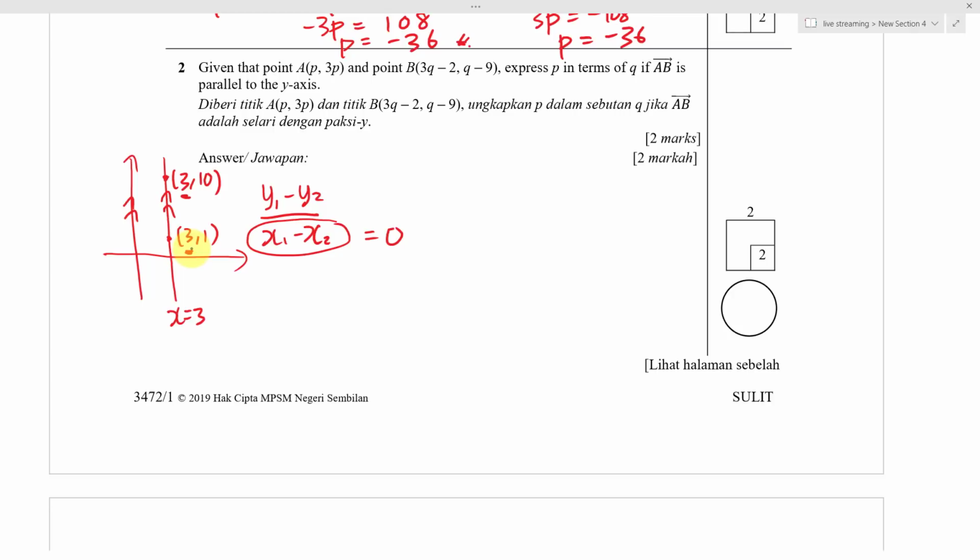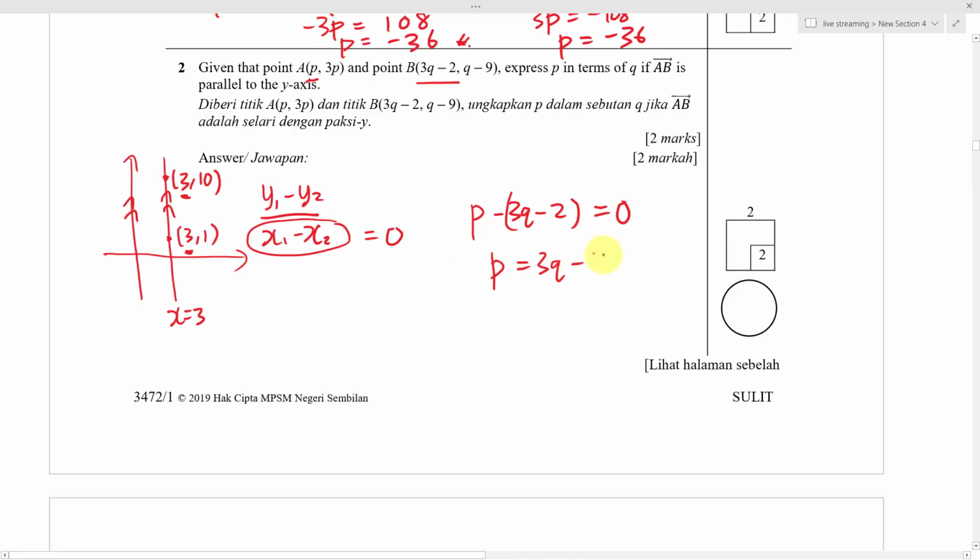Therefore, this is one of the very important ideas to understand about the meaning of parallel to the y-axis. So if this is parallel to the y-axis, that means what? My x value minus another x value here, I should get 0. So I do P minus (3Q minus 2), which should equal 0. Then P equals 3Q minus 2. Done. Alright, this is how we can solve this one quickly.